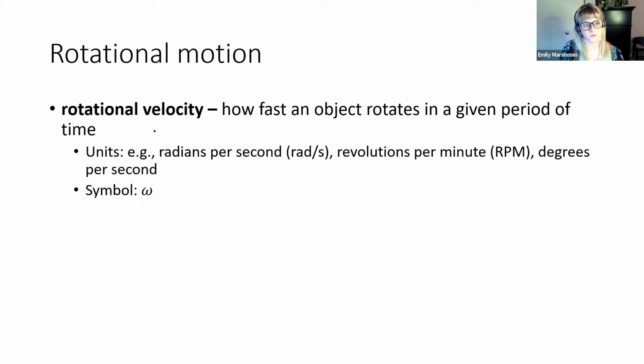And the symbol for rotational velocity is this funny looking W. It's called an omega. We've run out of letters, now we're going to use Greek letters. So this tells me how fast is an object rotating in a given period of time. Through how many radians does this thing rotate in 1 second, for example?